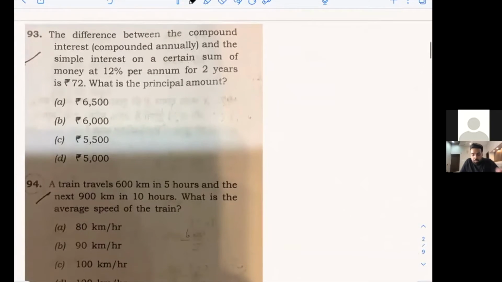The difference between compound and simple interest is 72 at 12% per annum. What is the principal amount? It is there in the question. So first, the difference between compound and simple interest is what we call interest on interest. It is for 2 years. So if our amount was 6000, using the options, what would 12% of it be?